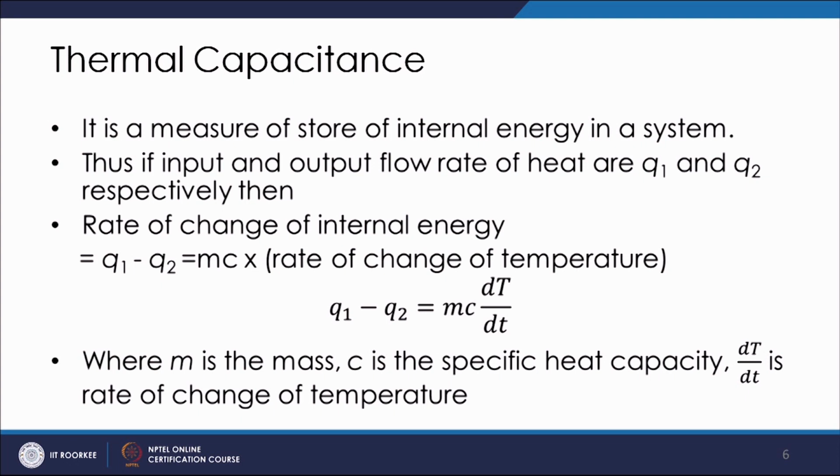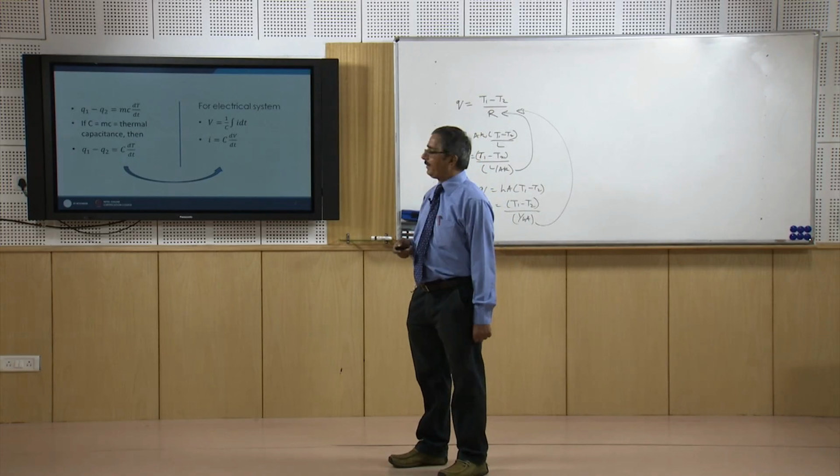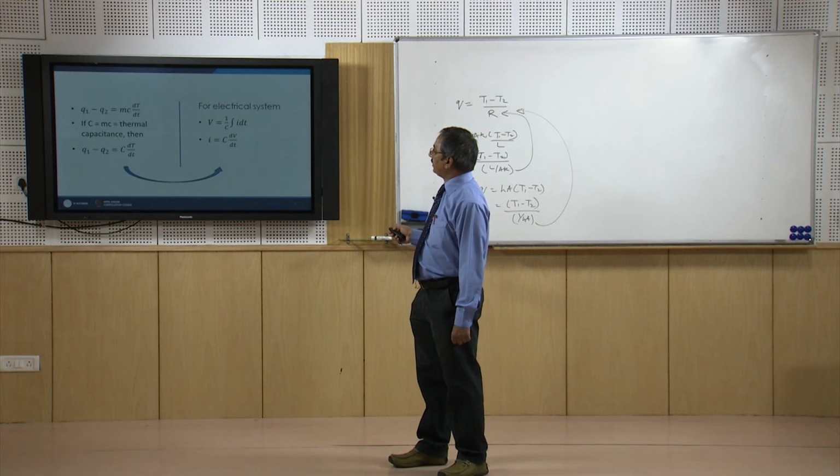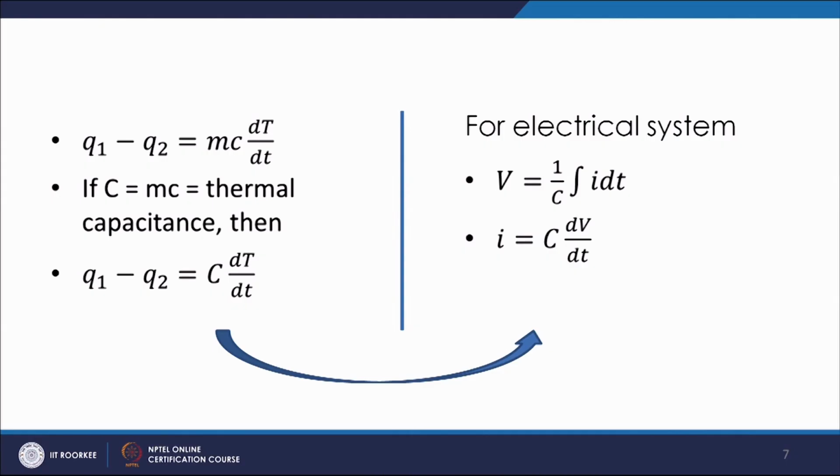So, this way we define this, and this Q1 minus Q2 is equal to MC dT by dt. I can give a single notation for this M into C, which we call the thermal capacitance. So, this is what we get, Q1 minus Q2 is equal to C dT by dt. Okay. And if I compare it with the electrical system, then my V is equal to 1 by C times the Q term, that is the charge across the capacitor plate, and when expressed in terms of current, it is integral I dt. So, from here I can write I is equal to C dV by dt.